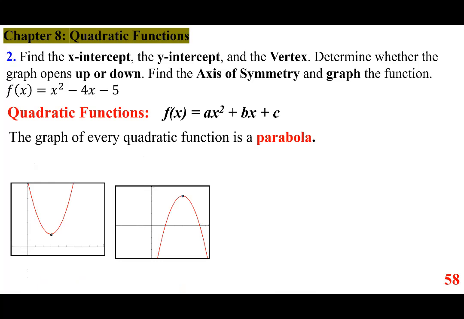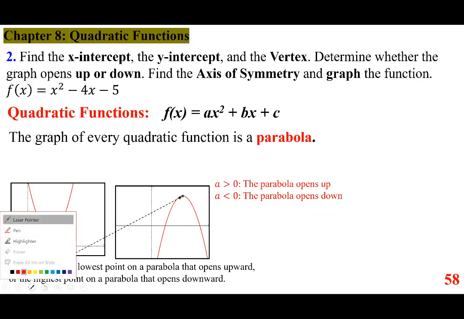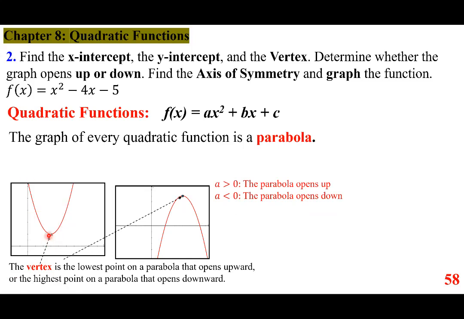The graph of every quadratic function is called a parabola. When a is positive, it opens up. When a is negative, it opens down. The vertex is the lowest point on the parabola that opens up, and the highest for the one that opens down. In other words, when it opens up, this is the location of your minimum, and this is the location of a maximum.